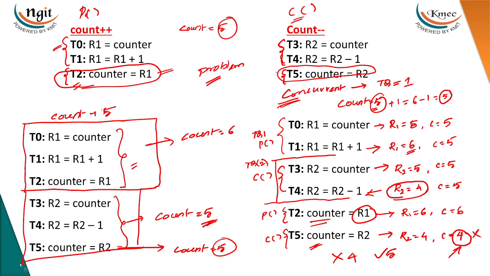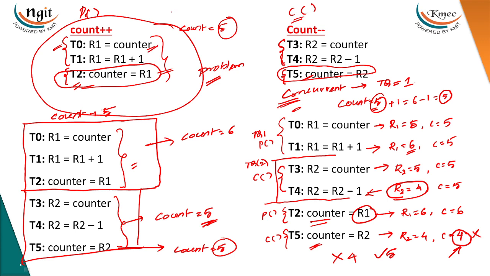This problem comes when we execute the statements in assembly level language. One higher level language statement is divided into multiple assembly level statements, where the producer and consumer processes execute concurrently by interleaving these steps. So what we need to make sure of is this: why did this problem occur? Because of the shared variable here.